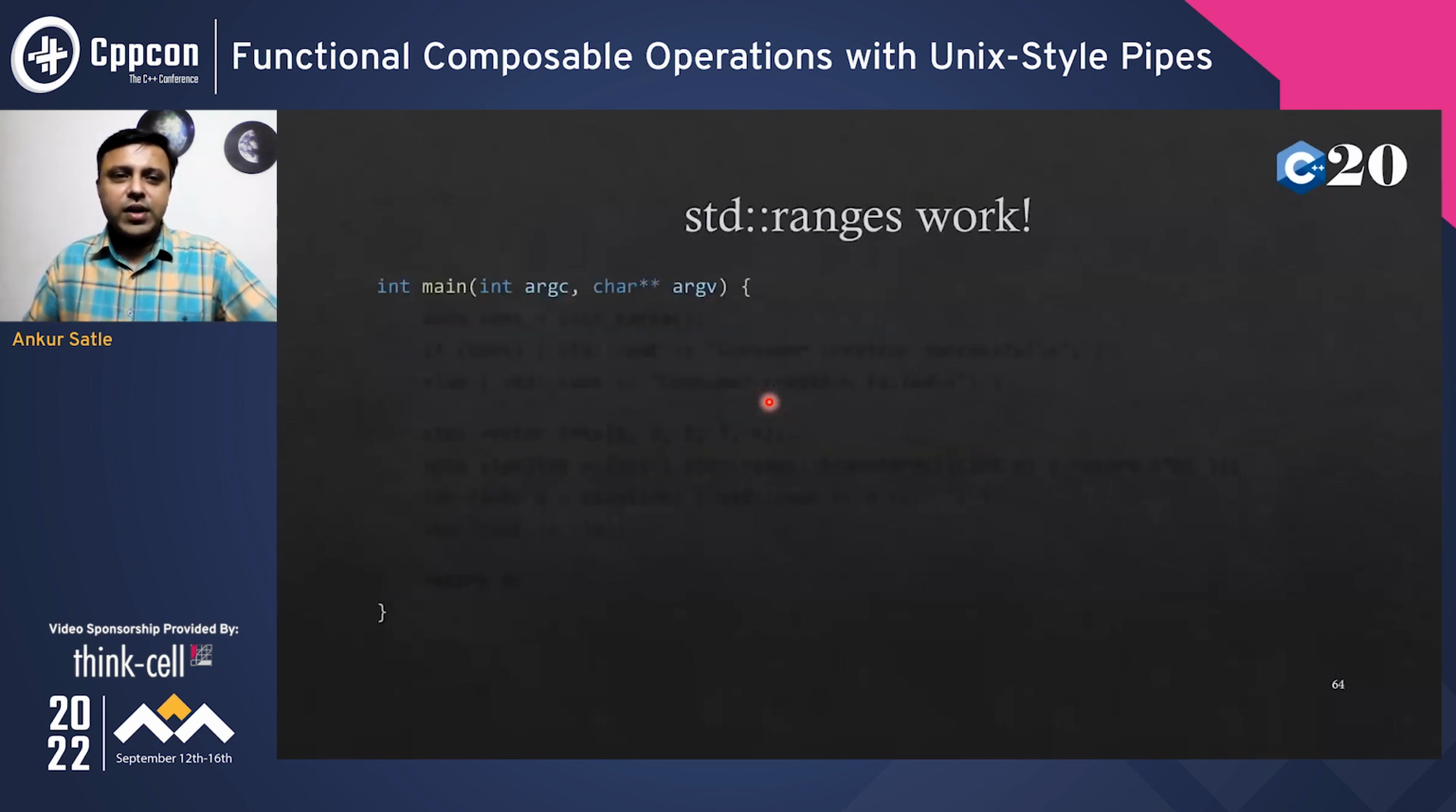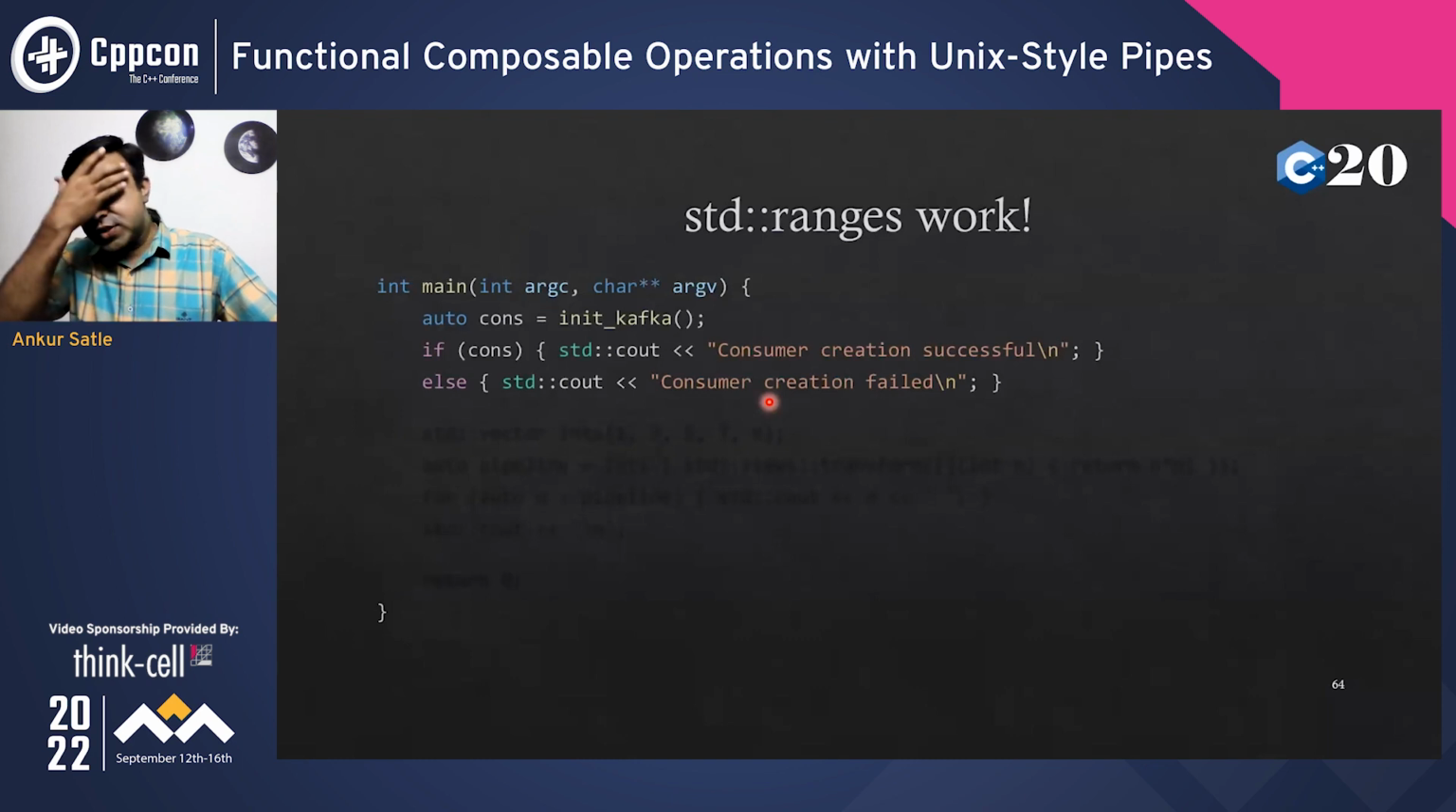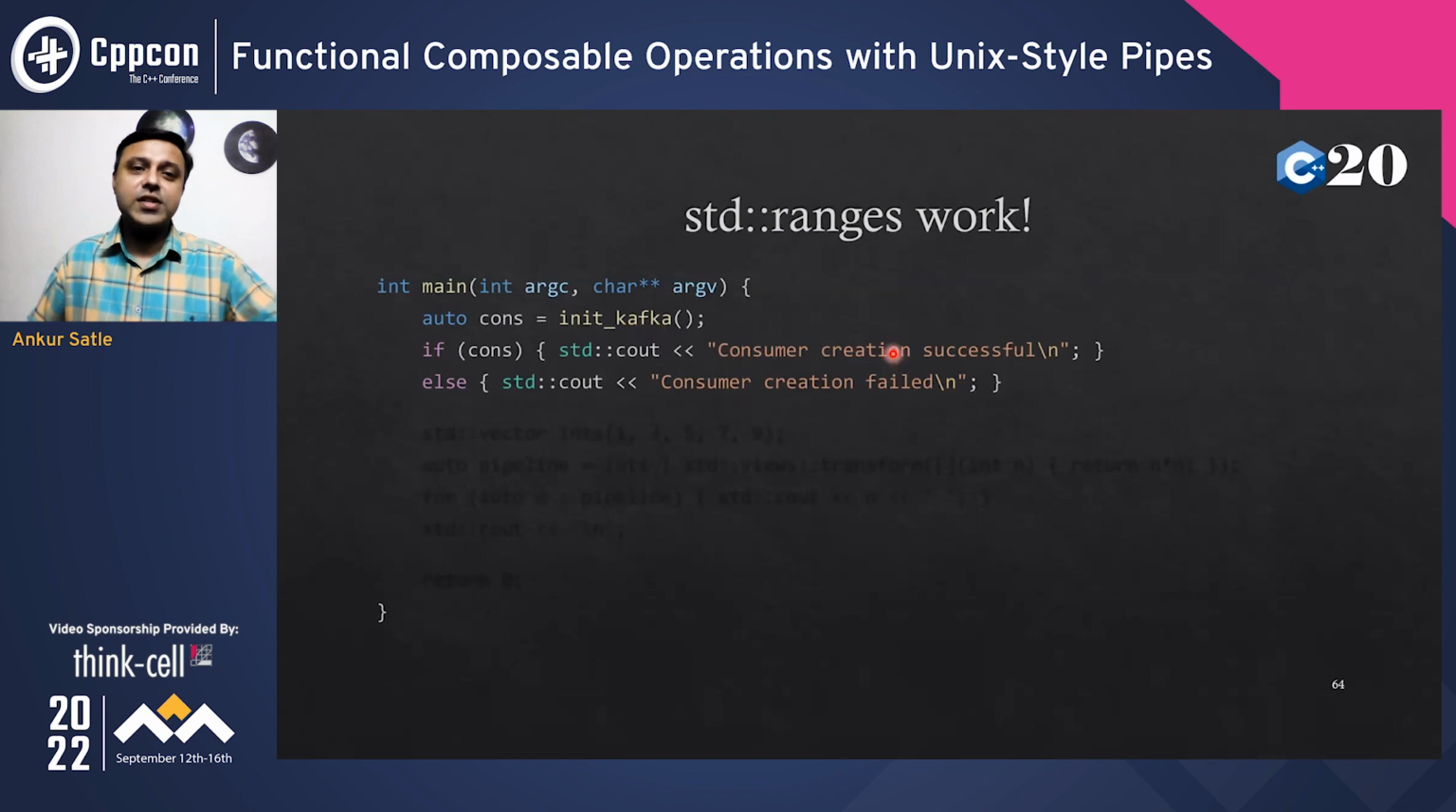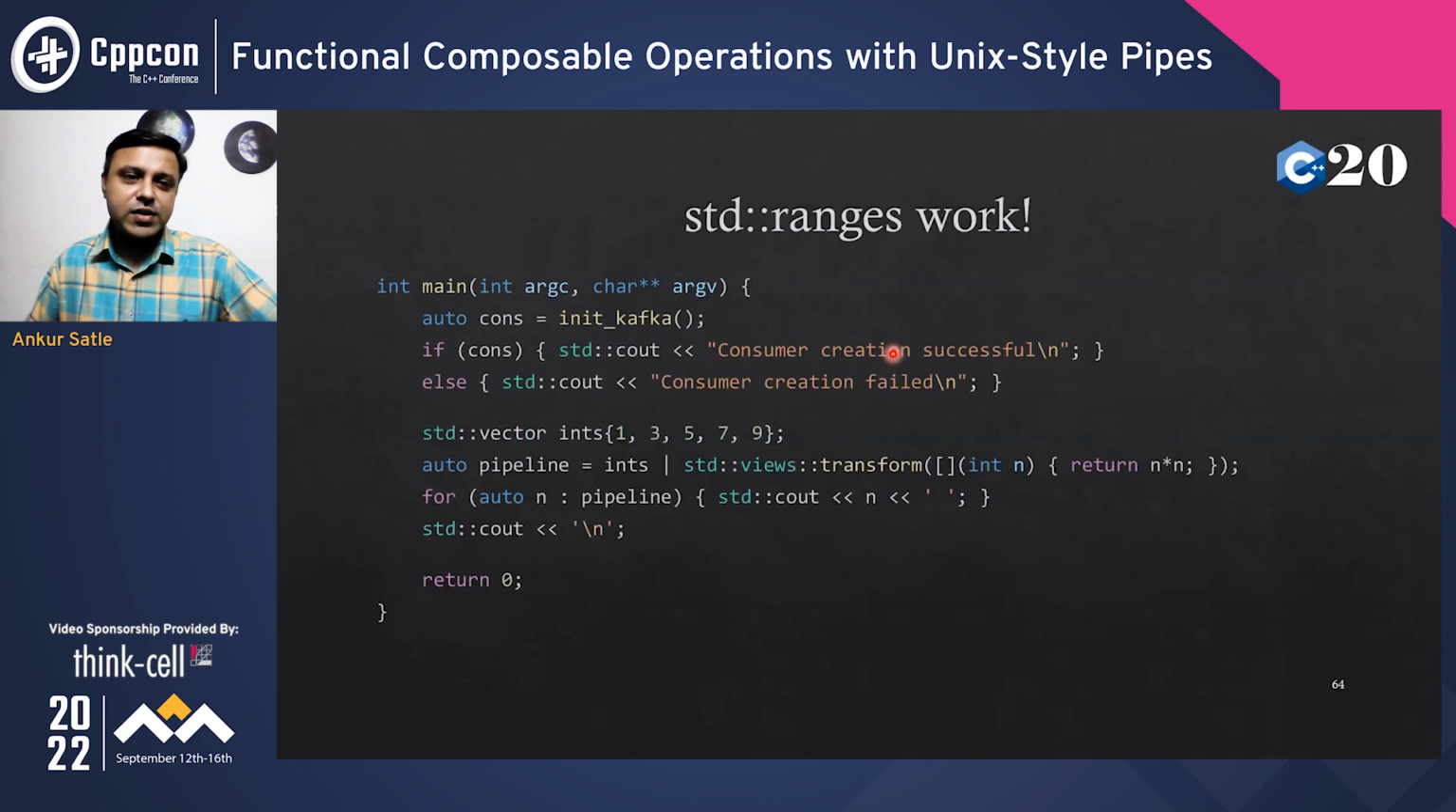All right, so now the ranges work. This is the main function, which I've never shown to you, but this is how I'm actually able to invoke Kafka. I can see that the creation is successful. This is using our overloaded operators that we have reviewed so far in this talk. And in the same breath, we have some code from ranges, which is able to transform its own vector. And they are coexisting peacefully.